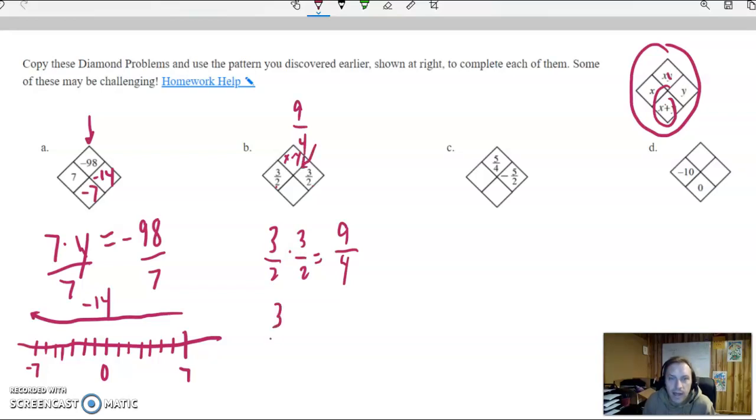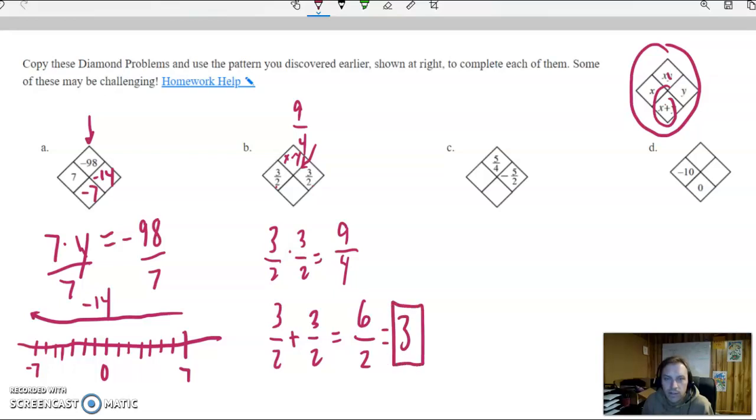Down here, if I add 3/2 plus 3/2, it's like saying I have 3 half slices of a pizza plus 3 half slices, and I end up with 6/2. Well, we can reduce 6/2 to just the number 3, because 6 divided by 2 is 3. And there we go.